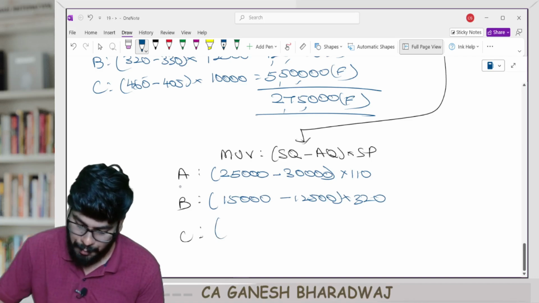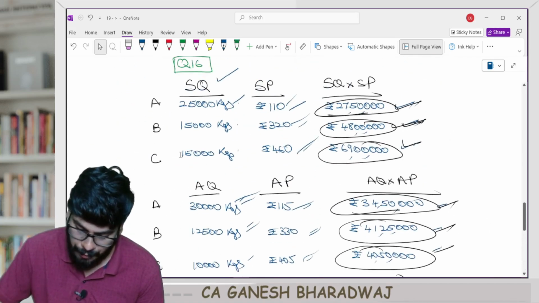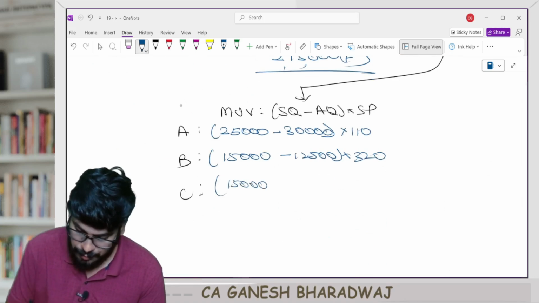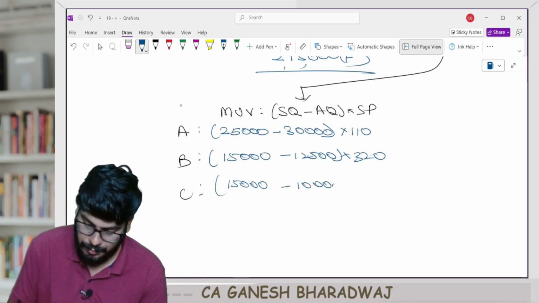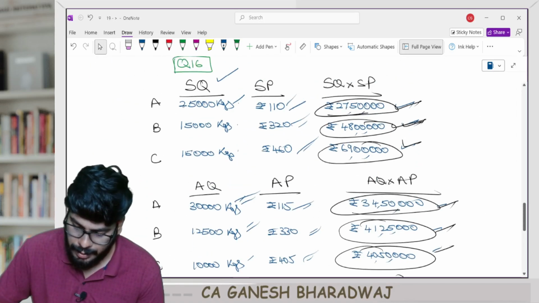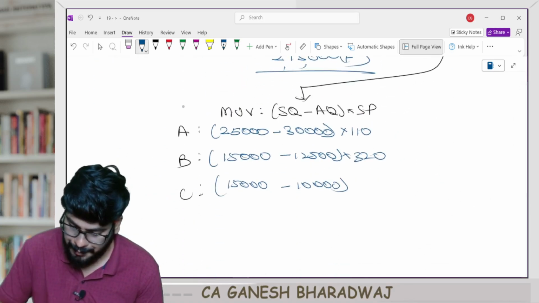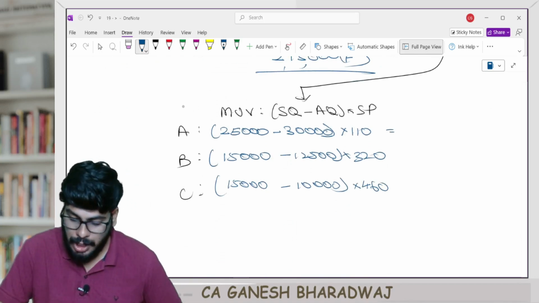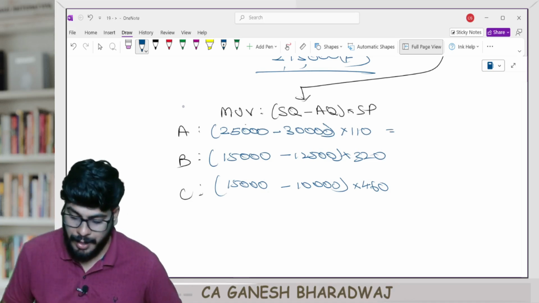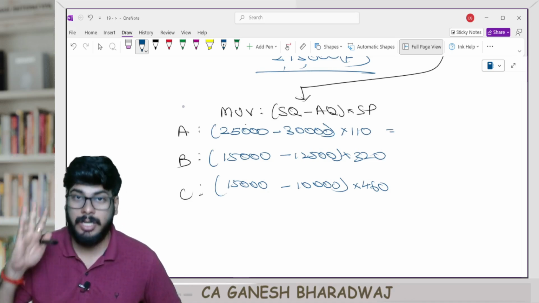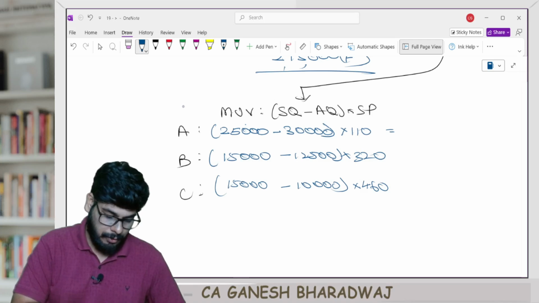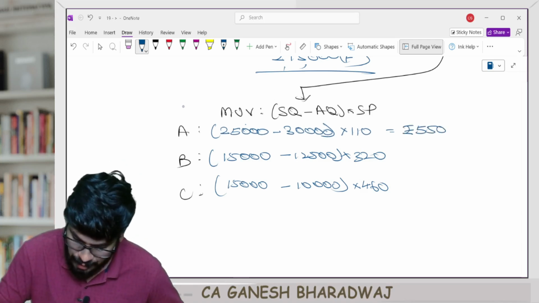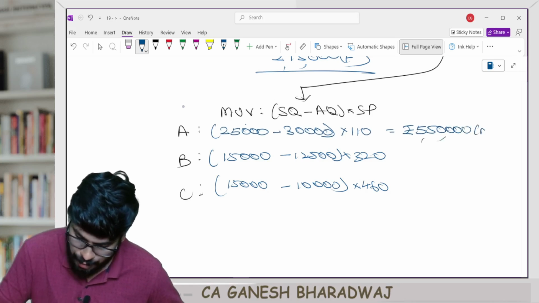And similarly, for material C, it's going to be 15,000 and 10,000 here. So 15,000 minus 10,000 into the standard price, which is 400, right? So for material A, how much is it? You should have consumed only 25,000 kgs. You've actually consumed 30,000. You've consumed 5,000 kgs more. 5,000 into 110. How much is that? It's going to be rupees 5,50,000, and that's obviously an adverse variance.